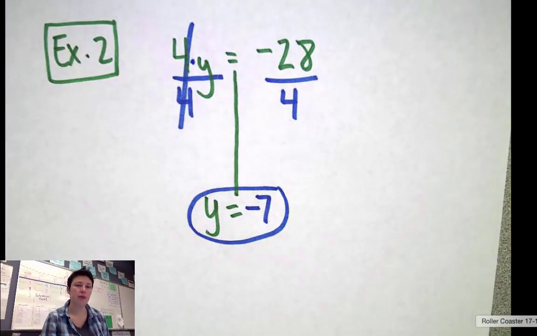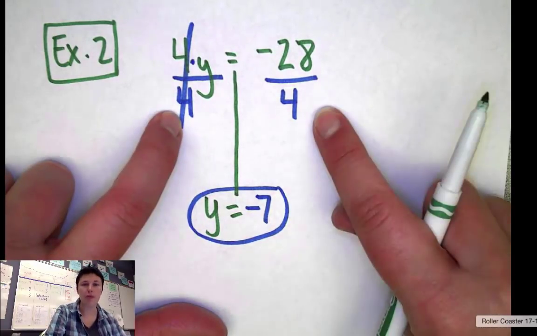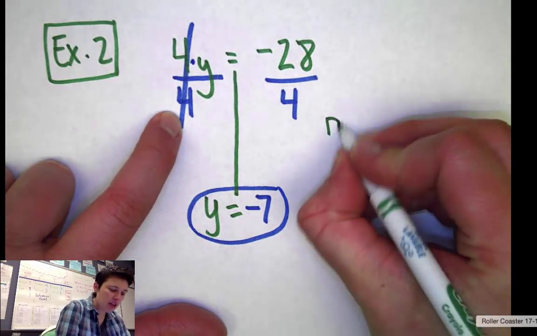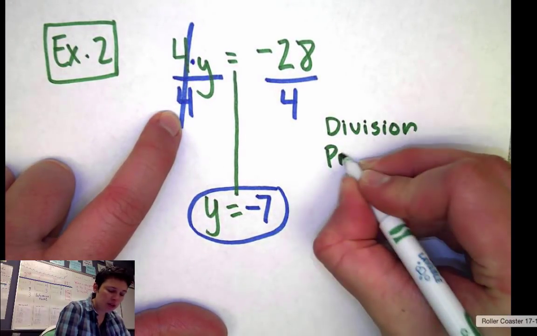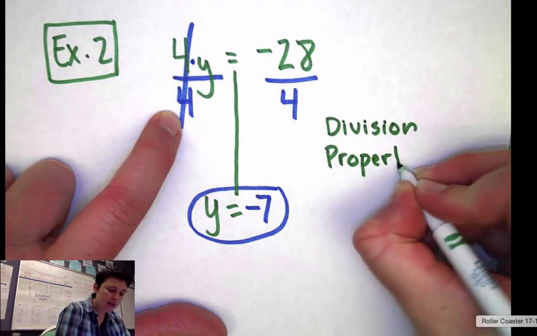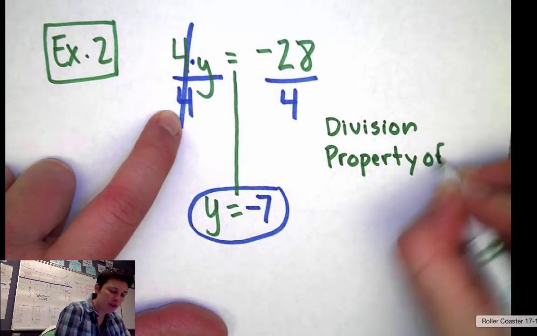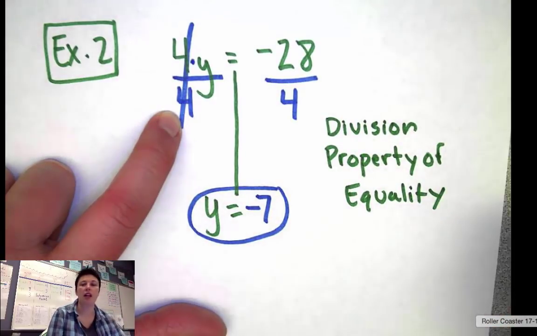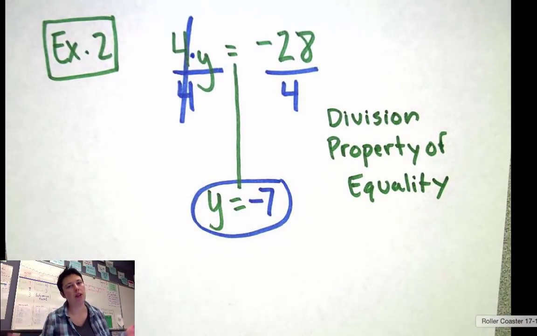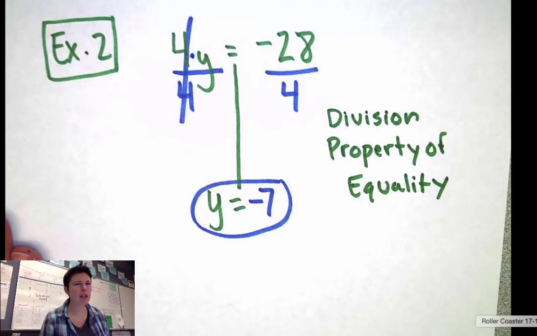Divide on both sides. Now, technically, we have a name for this. We're dividing equally on both sides. So since we're doing it equally, we call that the division property. It's just a rule of equality. We are equally dividing on both sides. So, division property of equality. Let's try another one.